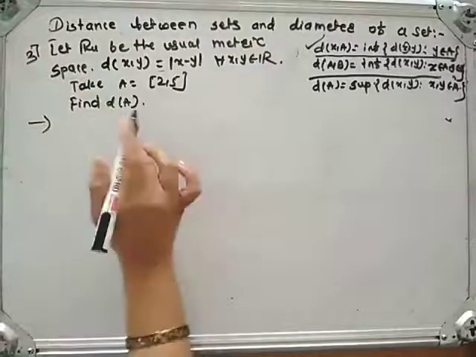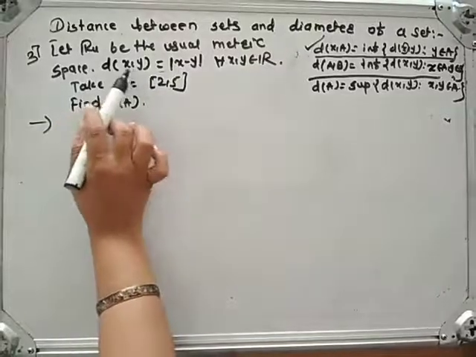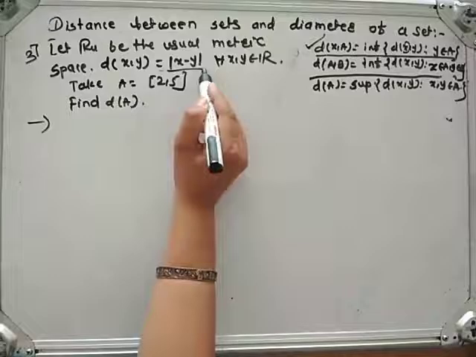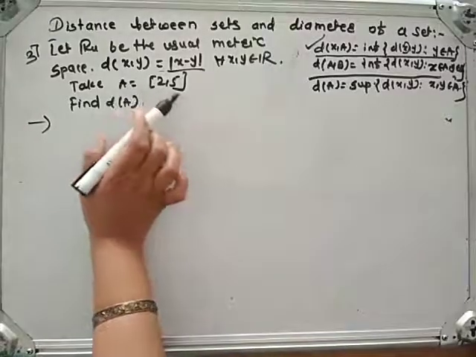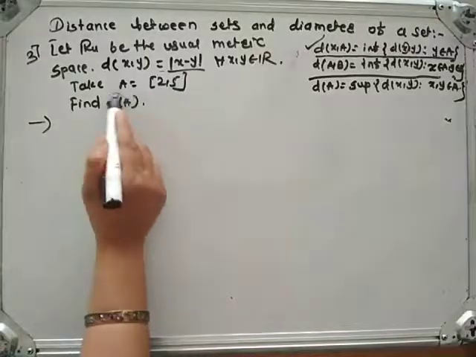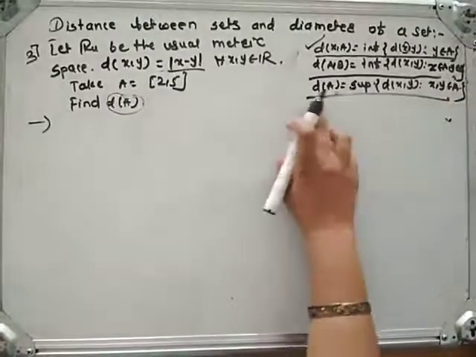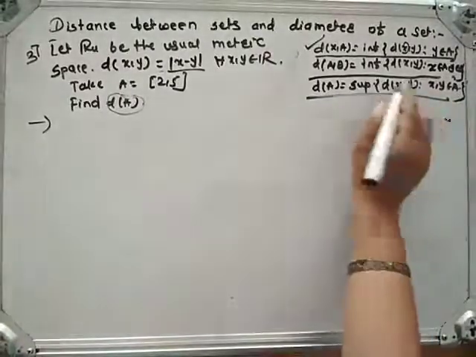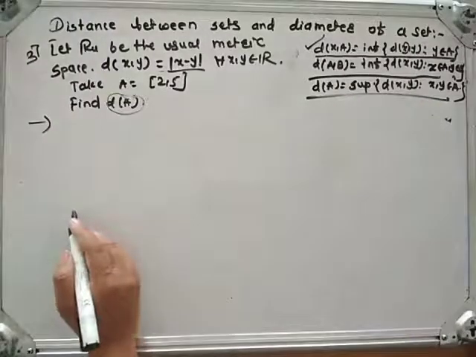Let us take the third example. Let (R, U) be the usual metric space, d(x, y) is equal to mod x minus y for all x, y belongs to R. Take A is equal to the closed interval [2, 5]. We have to find d(A), meaning the diameter of A. The definition of the diameter of A is the supremum of d(x, y) such that x, y belongs to A.